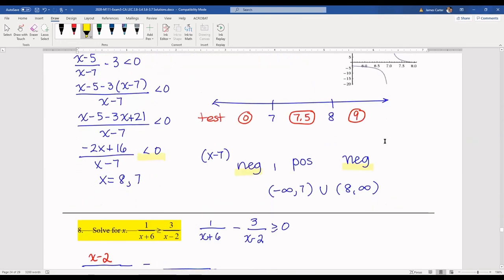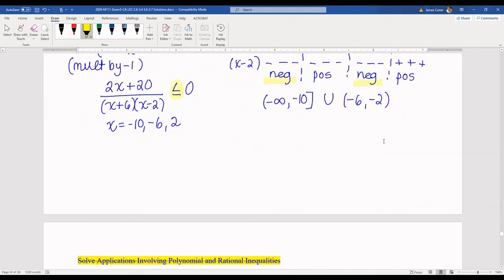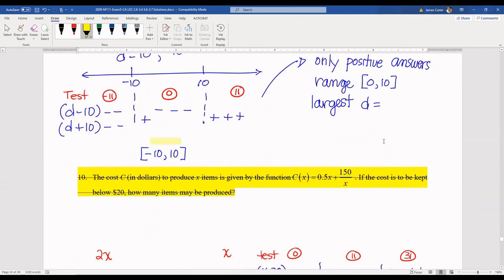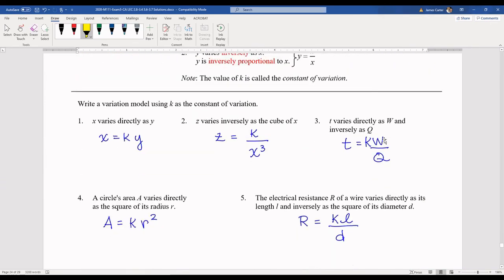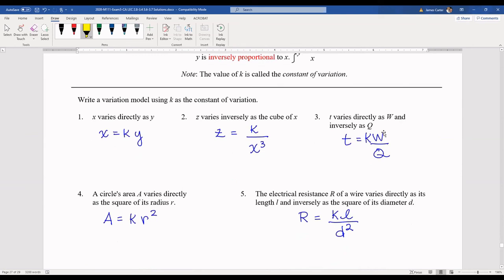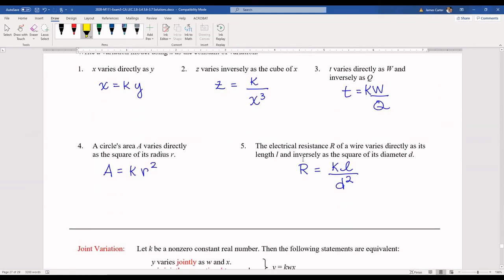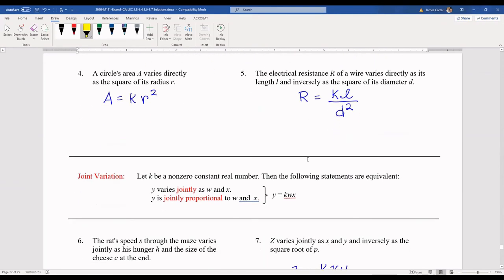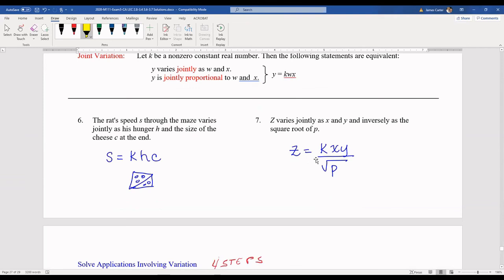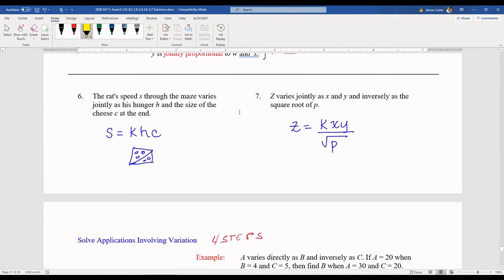Okay, we didn't have to do the rationals. Okay, and that leaves us with this. And this is basically what we went over day before yesterday. So I'm not going to go through these. I'll go through these here.